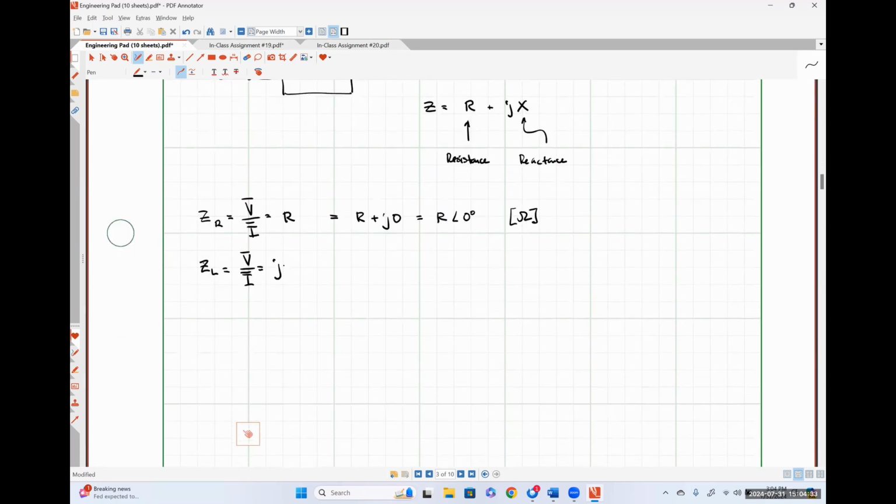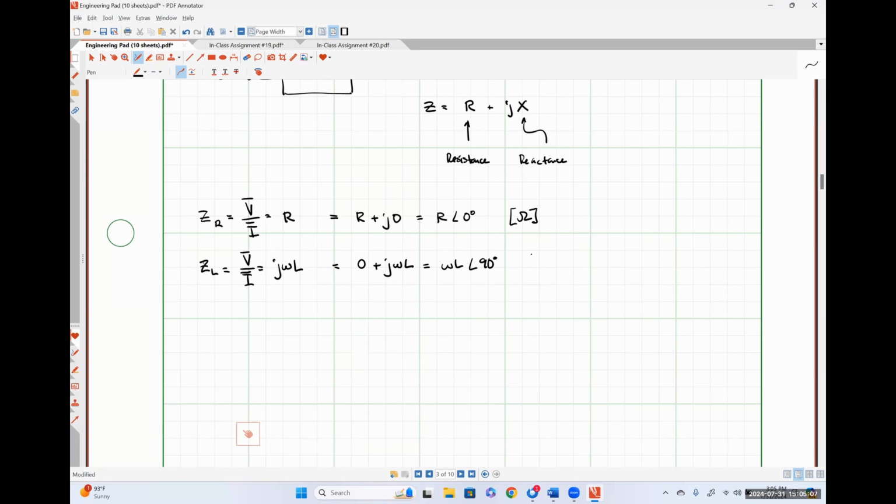So the impedance of an inductor is J omega L. More formally, in full rectangular form, this would look like 0 plus J omega L. And so from this, we can see that inductors contribute positive reactance to a circuit. In polar form, this would look like omega L with an angle of, sorry, that should be 90 degrees.